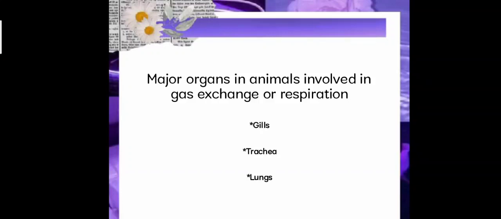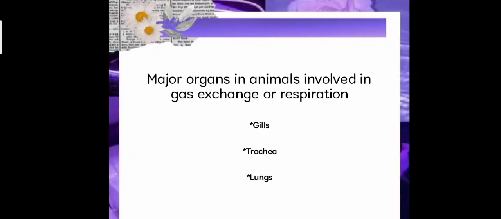So gills typically are convoluted outgrowths containing blood vessels covered by a thin epithelial layer. Typically, gills are organized into a series of plates and may be internal as in crabs and fish, or external as in some amphibians.